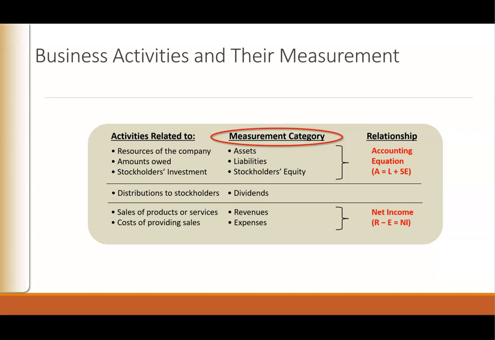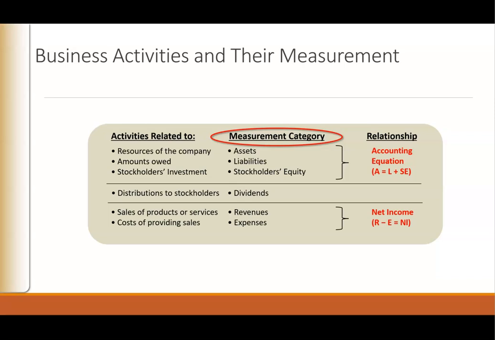So here you see there are various business activities, and we learn how to measure these activities. So there are activities that may be related to the resources of a company, which we call assets. There may be activities related to amounts that a company or business may owe, debt. We call those liabilities. There may be activities related to monies that the owners or the stockholders put into a company, which we call stockholders' equity.